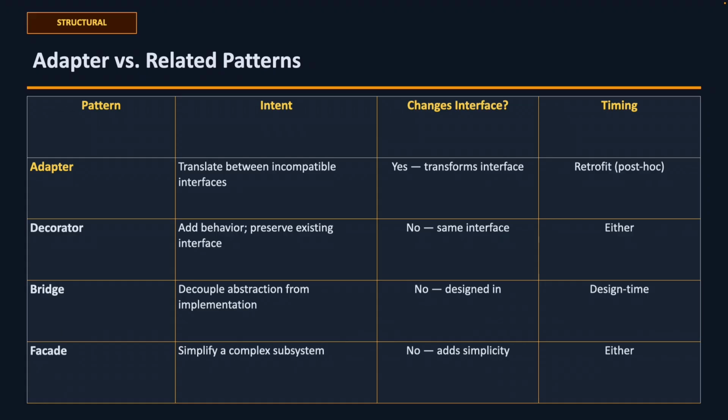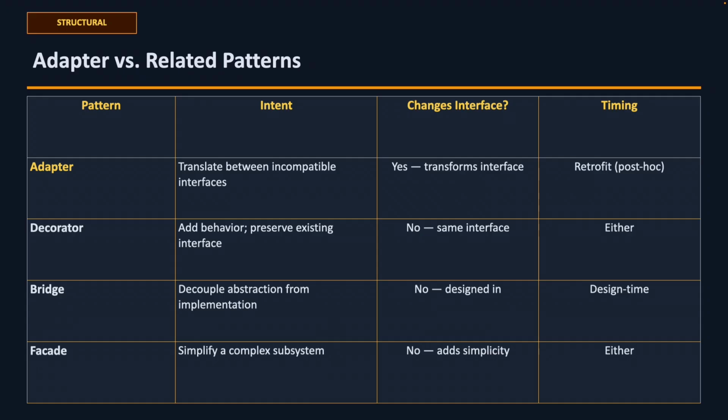Here we're going to compare between other related patterns. The first one is the decorator. This one also wraps around the class, but its intent is to add new behavior or responsibilities at runtime. So the decorator preserves the interface. The adapter will change the interface. If you're adding logging or caching on top of an existing class with the same interface, that would be a decorator. If you're translating between two different interfaces, then that would be the adapter.